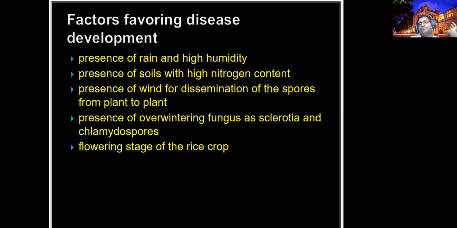The favorable conditions for the disease are high humidity, high nitrogen content, and wind-borne spores. It's an airborne disease. The fungus is present as chlamydospores, not as sclerotia. Commonly you can find chlamydospores, uredospores and teliospores, because the smut fungus, a Basidiomycota, can produce many different kinds of spores. Your field will get infection at the flowering stage.